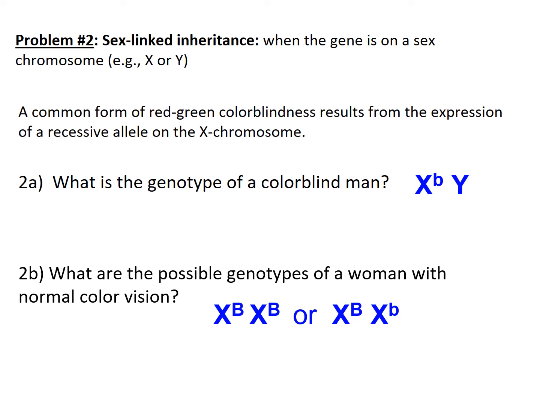And in superscript, we indicate which flavor of that color blindness or normal color vision gene she has on each of those X's. So in the first scenario, she's X big B, meaning she's homozygous dominant for normal color vision, or she could be a carrier of color blindness, meaning she's heterozygous at that gene locus on her X chromosome. And we would say that she's a carrier.